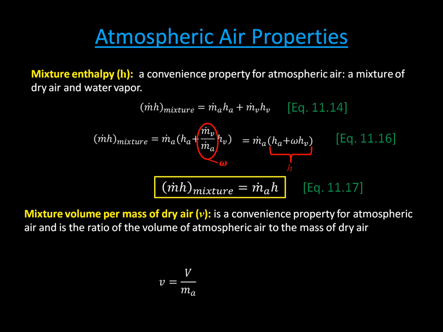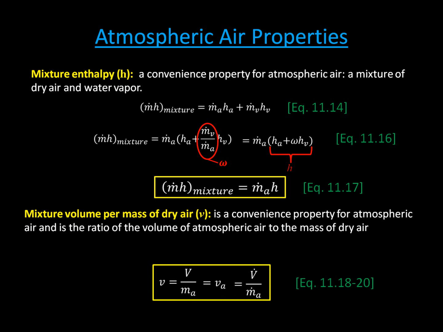Remember what I said on the first slide: the volume of the dry air, the volume of the water vapor, and the volume of the atmospheric air, the total system, are all equal. So if I replace this volume with the volume of the dry air, you would agree that is the specific volume of the dry air. So these things are equal, and I could also relate that using mass flow rate. The volumetric flow rate divided by the mass flow rate of the air is equal to the specific volume of the dry air, which is equal to the specific volume of the mixture. Those are equations 1118 through 1120, respectively, working left to right.